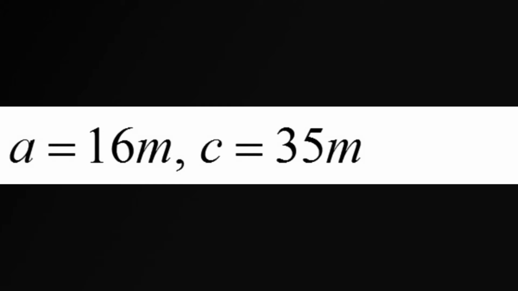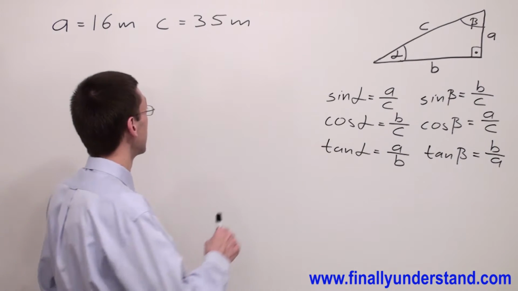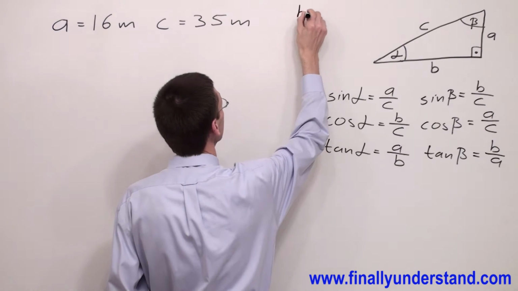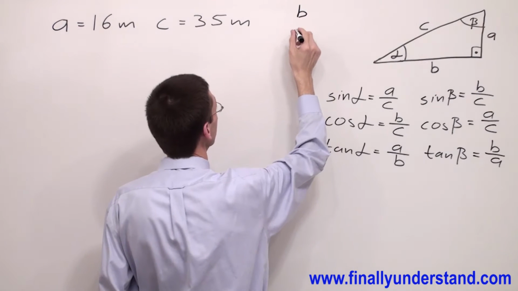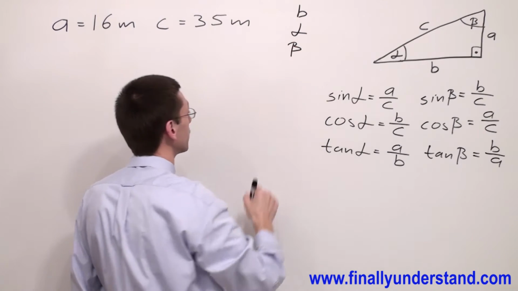Let's take a look at this example. This time we have given two sides. We're supposed to find side B and we're supposed to find the angles alpha and beta.